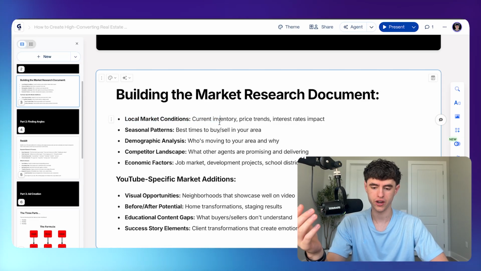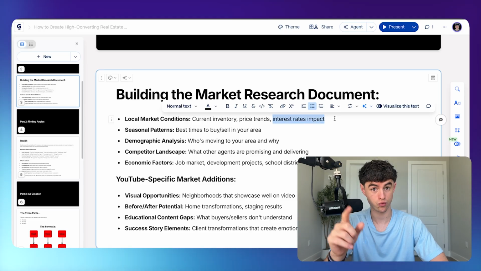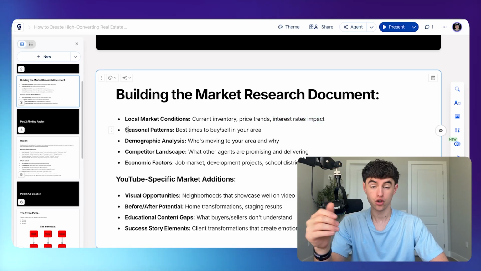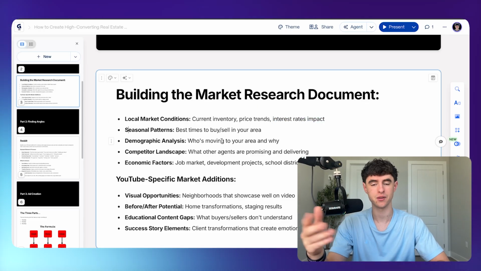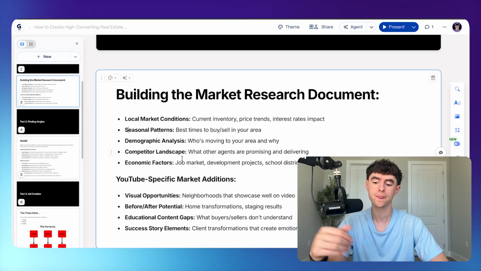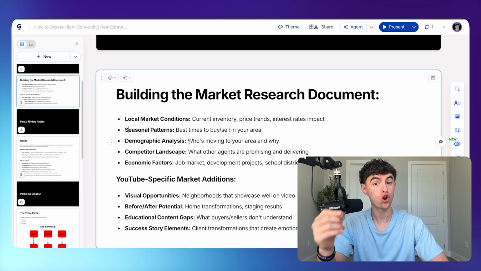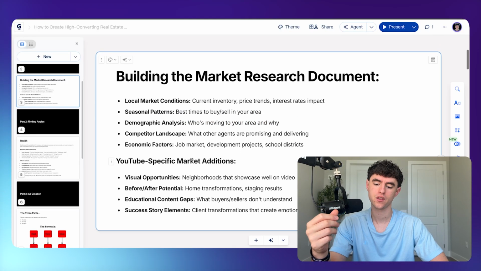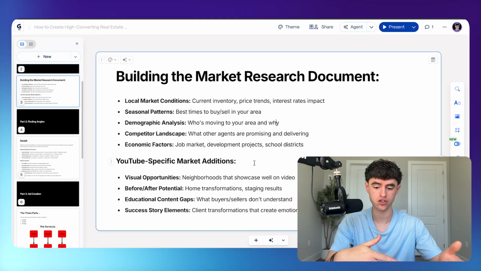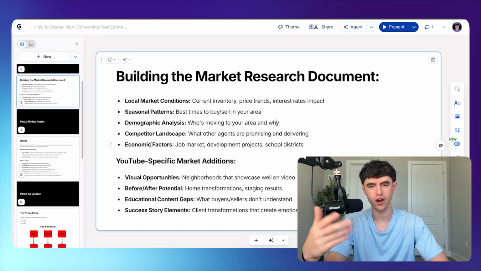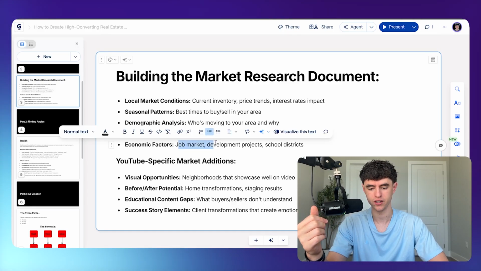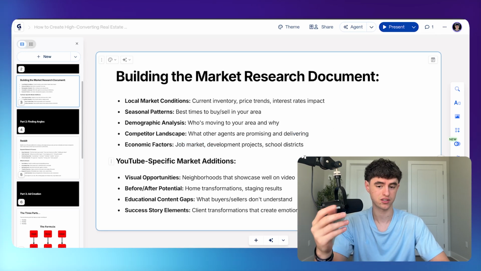So what you're gonna wanna do is search for a couple different things, okay? First is local market conditions. You can look for things like current inventory, price trends, interest rates. Look for seasonal patterns, when the best times to buy and sell are in your specific area. Demographic analysis, who's moving to your area and why. The competitor landscape, what other agents are promising and delivering, and then other economic factors as well, like job market, development projects, school districts, et cetera.